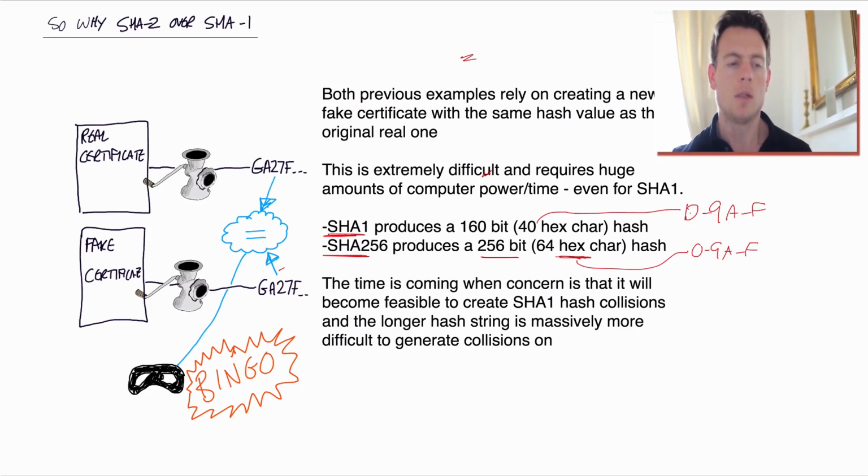So really, the scenario we've talked about above comes down to taking a real, known valid certificate with a known hash value, let's say GA27F. If it's SHA-1, then there'll be another 35 characters, okay? And then designing a fake certificate, churning it through the hash function over and over again until you've tweaked around and found a combination that meets your needs.